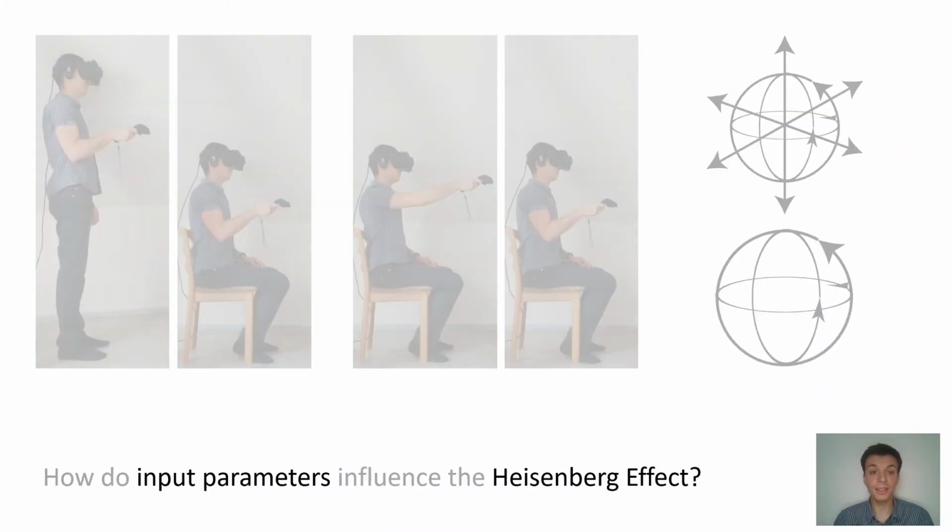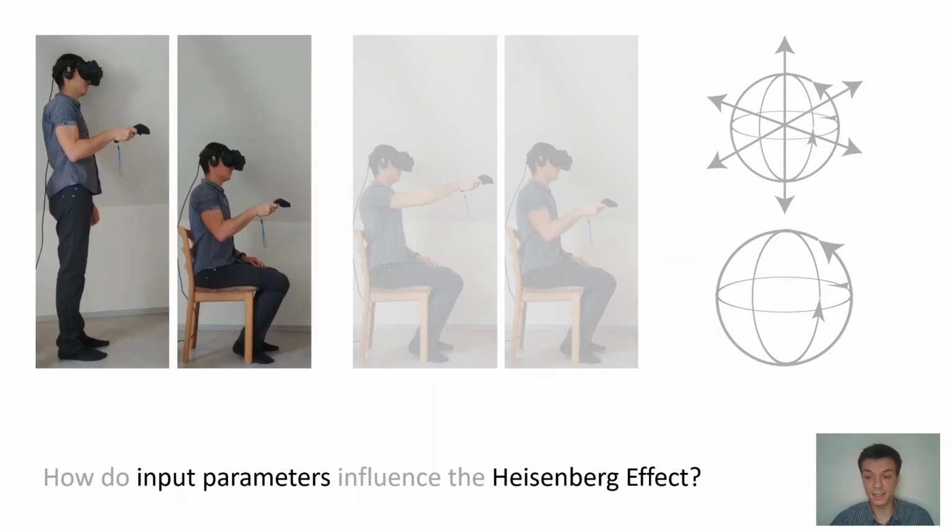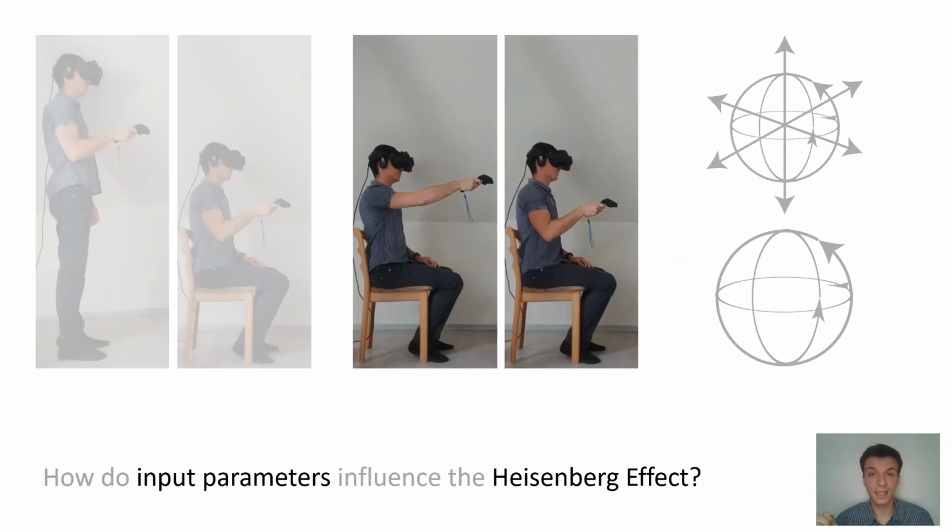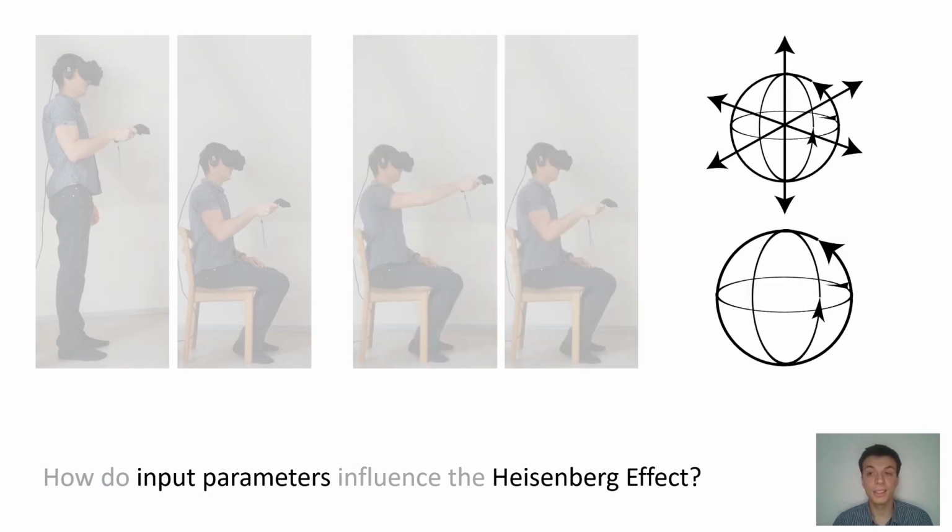We were also interested in how input parameters could influence the Heisenberg effect. To this end, we used body posture, so standing and sitting, arm posture, an extended arm and an applied arm, and the degrees of freedom, so using 6 degrees of freedom or 3 degrees of freedom.